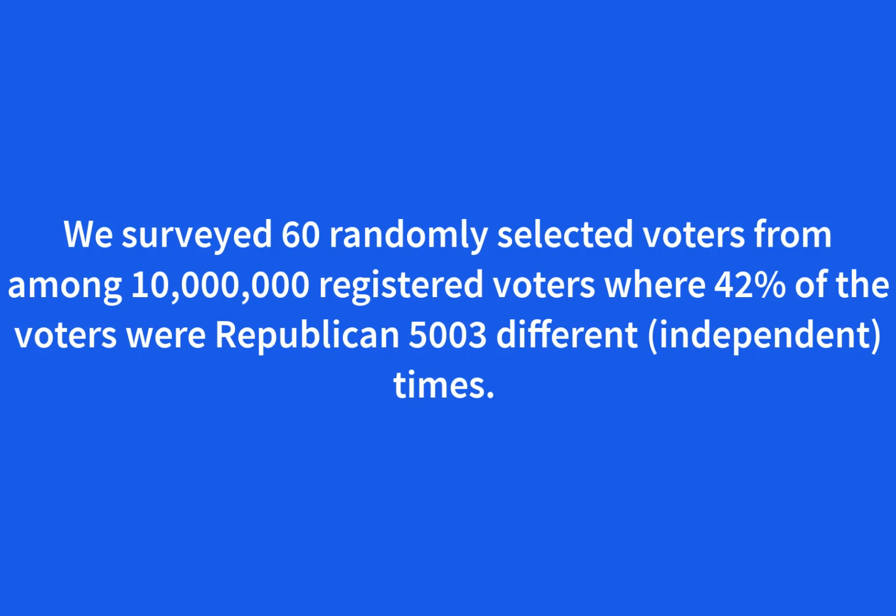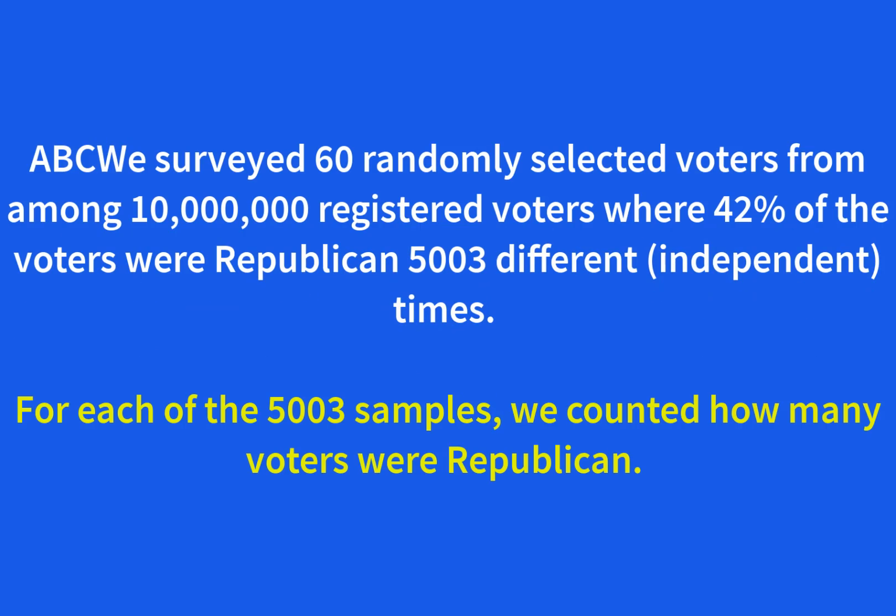It's super vital that you understand what we just did. First off, we have a population where 42% are Republicans and 58% are non-Republicans. We went out and surveyed 60 voters 5,003 different times, and each time counted how many are Republican. We observed 22 or fewer being Republican in 1,230 of the 5,003 times.